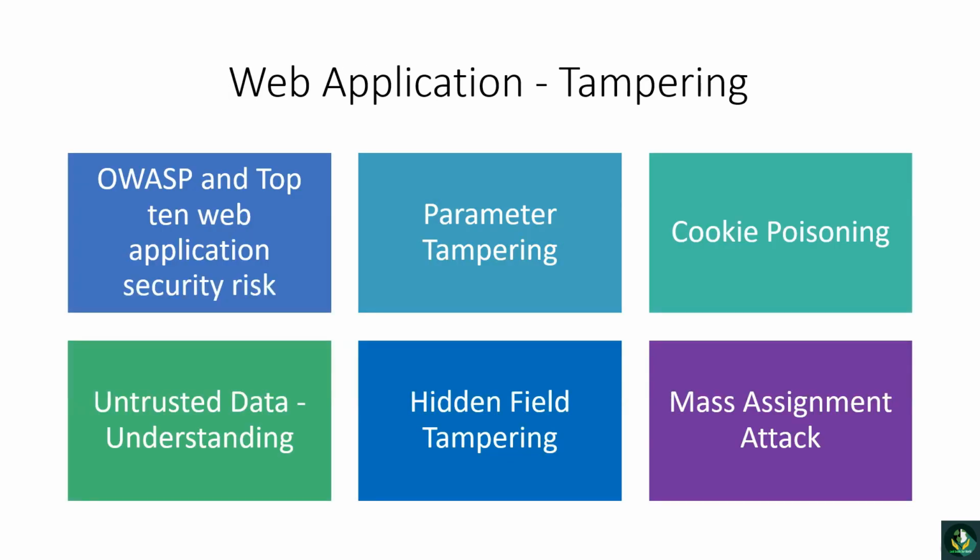The next part is web application tampering. In this part we are going to learn the OWASP top 10 application security risks. After that we are going to learn parameter tampering, cookie poisoning, and we will understand untrusted data and how this works, and hidden field tampering, and at the end we are going to learn the mass assignment attack.